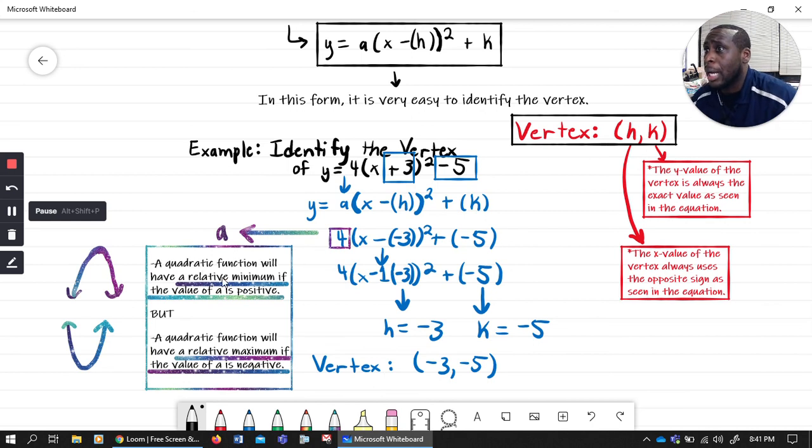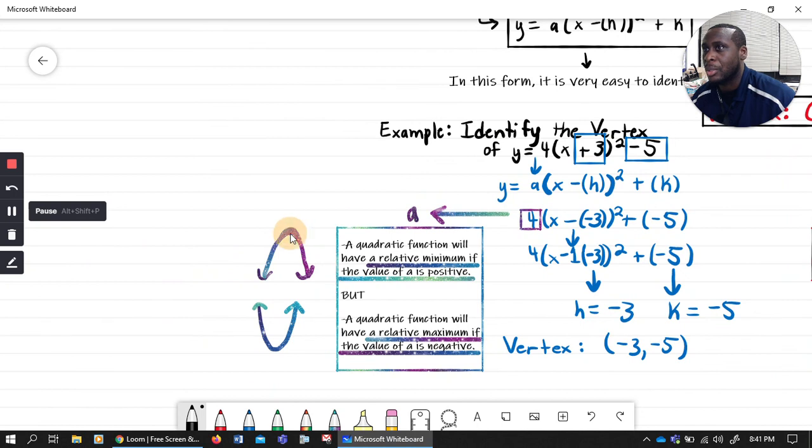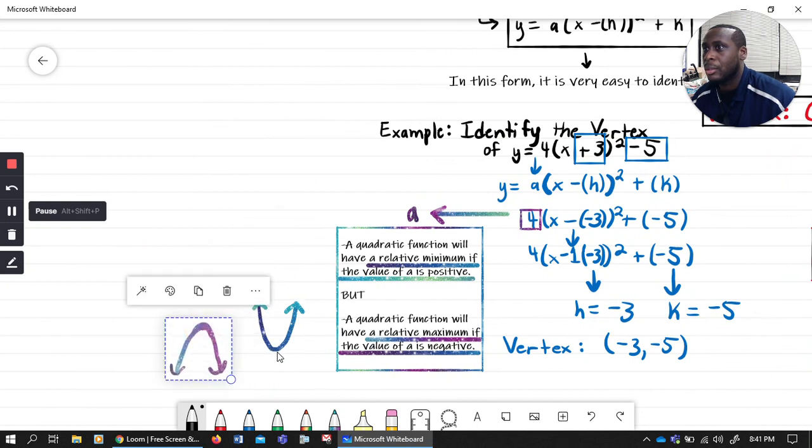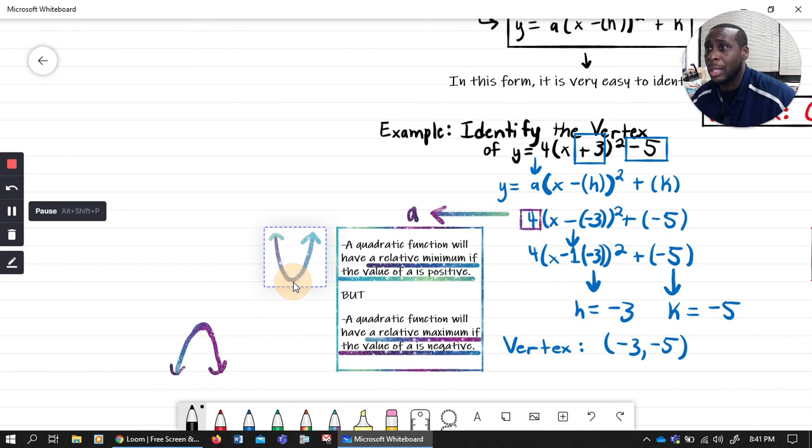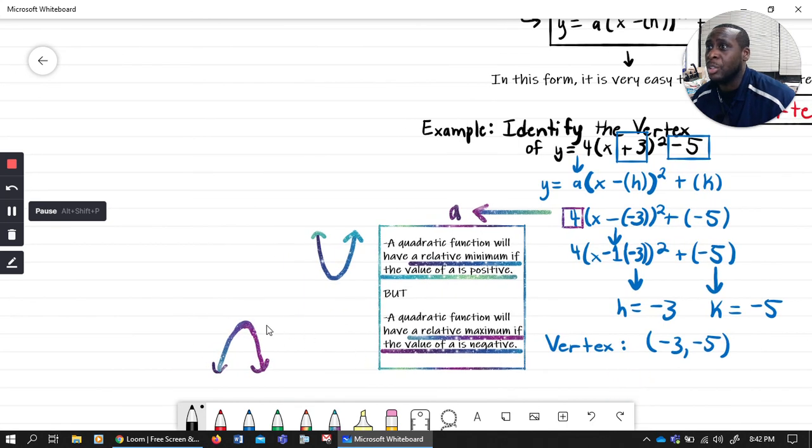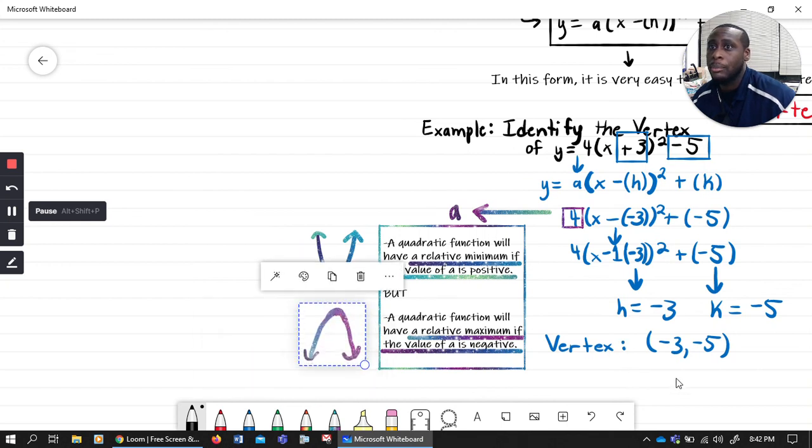Okay, so again, guys, if the value of a is positive, your graph for the quadratic function is going to have a relative minimum, which means that it's going to, oops, did I do that? I sure did, folks. Why y'all let me do that? That's okay. That's all right. We'll have a relative minimum if the a value is positive, and the graph will have a relative maximum if the a value is negative. There we go. Much better.